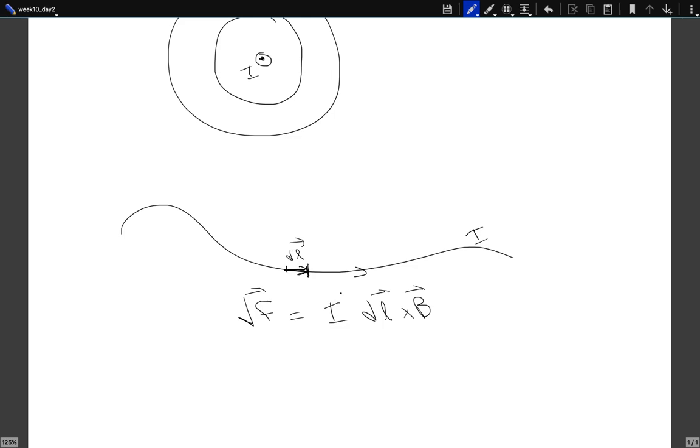In this example, let's say the magnetic field is pointing out of the screen. At this point, what would be the direction of the force? Let me see the right hand. Fingers in the direction of dl, that is the first vector over here. Then you rotate your hand such that your palm is in the direction of B. So this is the direction of the force. Downward, in this case.